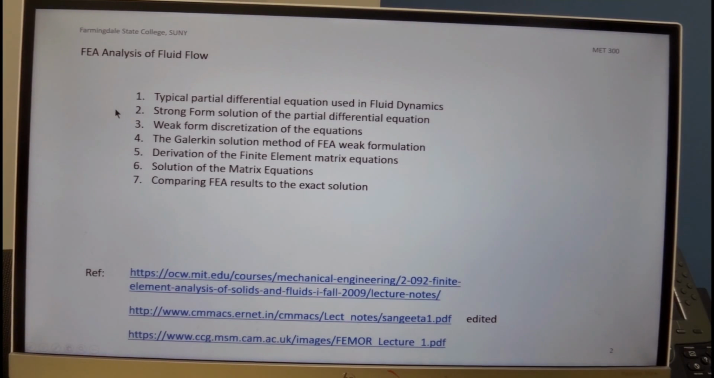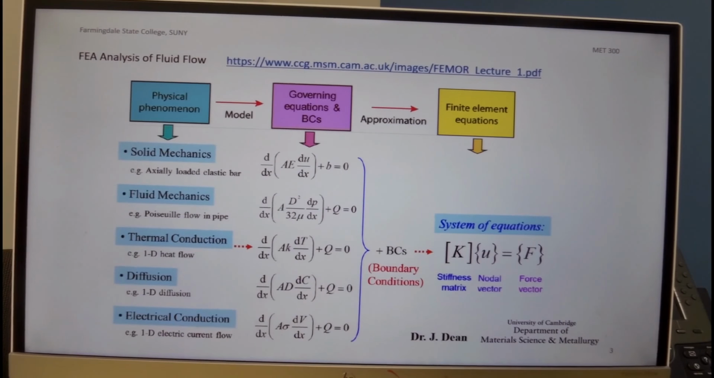We'll look at the strong form solution of the partial differential equation, and then we see how we discretize it into a weak form used in finite element analysis. Particularly, we'll consider the Galerkin solution method. We'll derive the matrix equation, we'll solve the matrix equations, and we'll compare the results to the exact solution. The references that we'll use in this presentation are listed over here. Some of them will be edited.